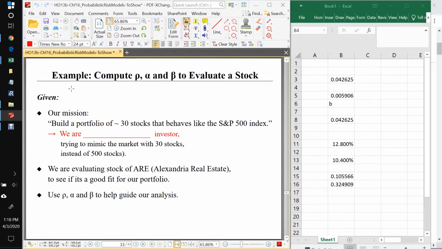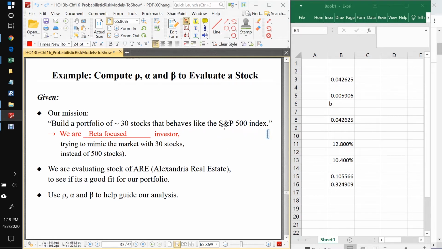All right, let's look at another example. Let's compute rho, alpha, and beta to evaluate a stock in the way that a mutual fund manager would do. First of all, let's see what type of mutual fund manager we're dealing with here. The prospectus could say something like this: we build a portfolio of 30 stocks that behaves like the S&P 500 index. So this is clearly, again, going to be a beta-focused investor, because they're referencing the market, they want it to behave like the market.